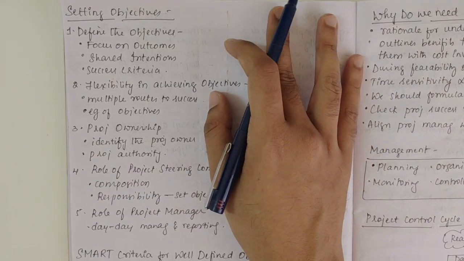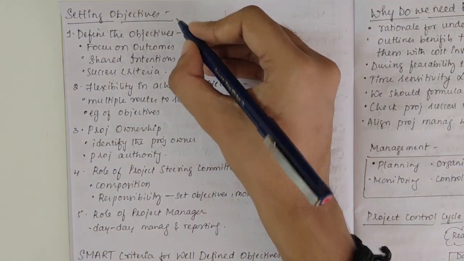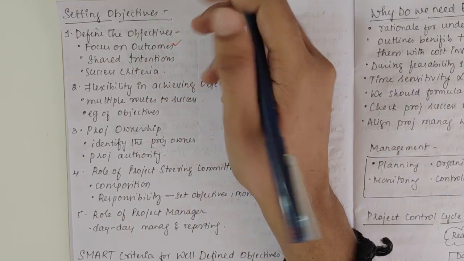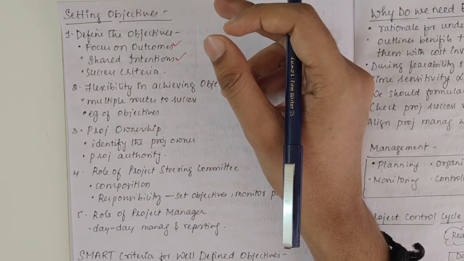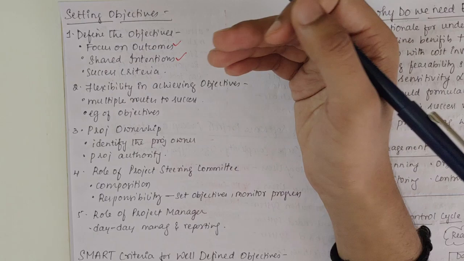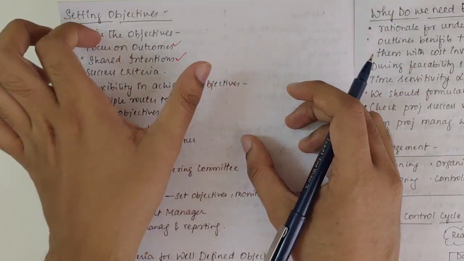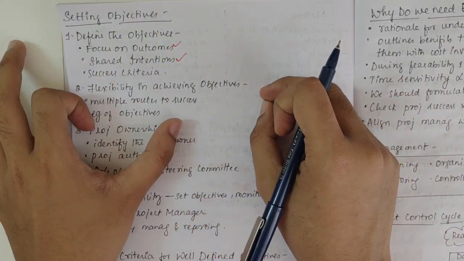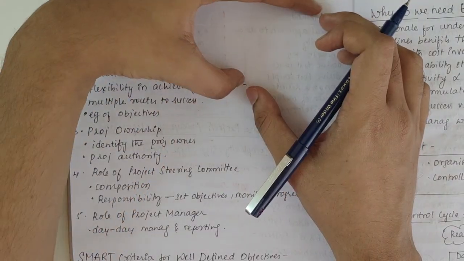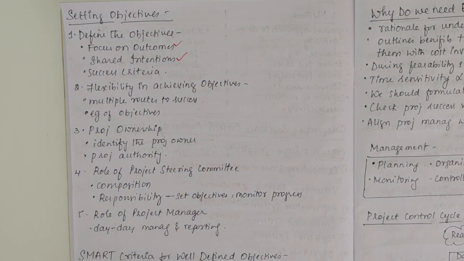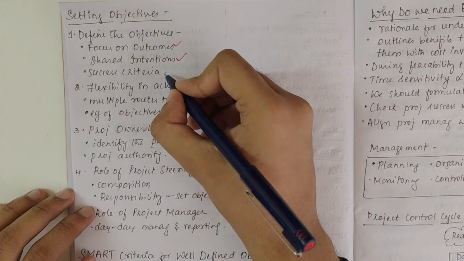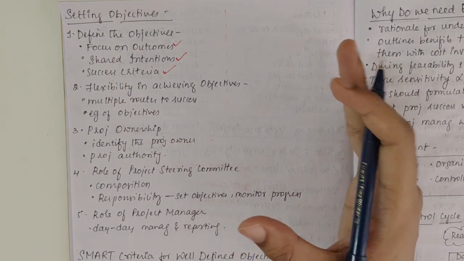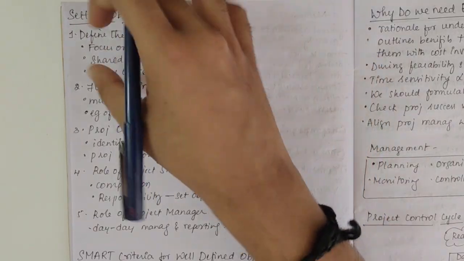Firstly, we have defining the objectives. In defining the objectives, we focus on the outcomes. If I develop this project, what would be the outcome? Then we have the shared intentions. Shared intentions are the stakeholders' perspective. The stakeholder would say whatever requirements I told should be met, and my objective as a developer is to meet all the requirements set by the stakeholder in the stipulated time and within the particular budget. That is from a developer's perspective, and from a stakeholder's perspective it is different. Then we have the success criteria. The project will become a success only if we follow certain conditions. So those come under defining the objectives.